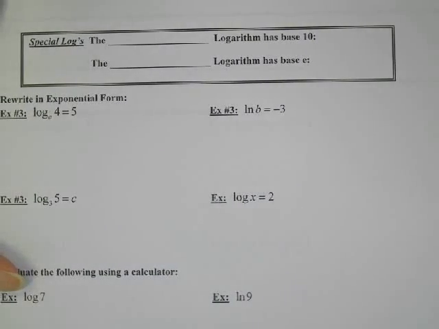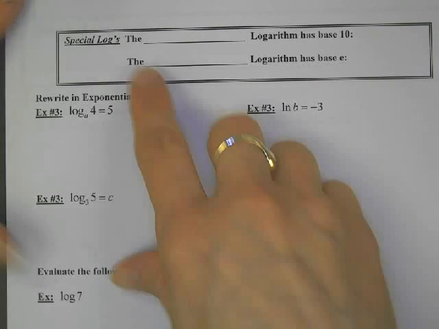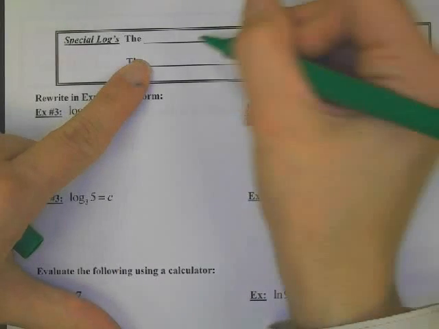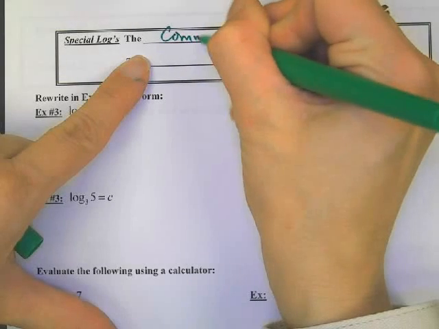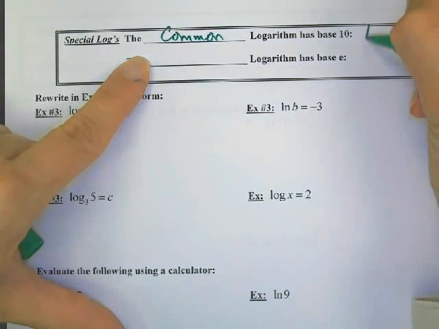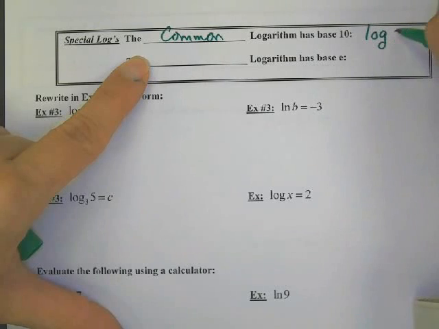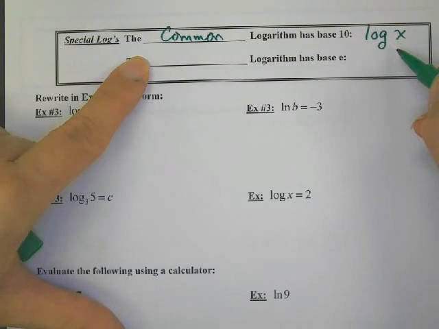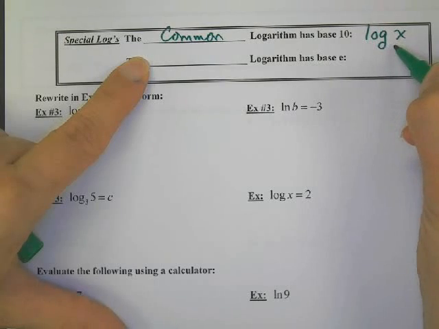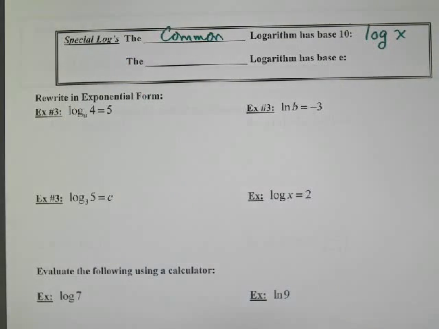Let's talk about some special logs here for a second. One of the very most special logs, they use it a lot, it's very common, it's called the common log. The common log has base 10. So if you ever see log of x with no base, that means it's a 10. The 10 would go right there in that spot. It's so common that we don't write it, though.